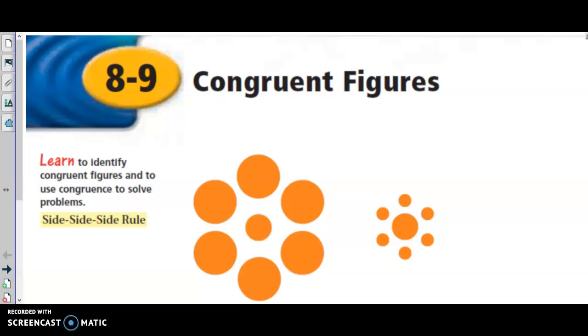Good morning. Today's lesson is about congruent figures and what congruency means. Our learning target: learn to identify congruent figures and to use congruence to solve problems. There's a triangle rule called the side rule that today's lesson is about.